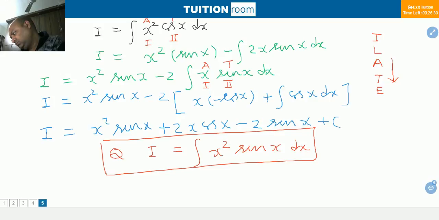So my next problem is the integral of tan inverse x. Now see here, again the overwriting process is not better. We have only one function here. What we will do? We will write 1 into tan inverse x. This is the first function, and this is the second function. Okay.